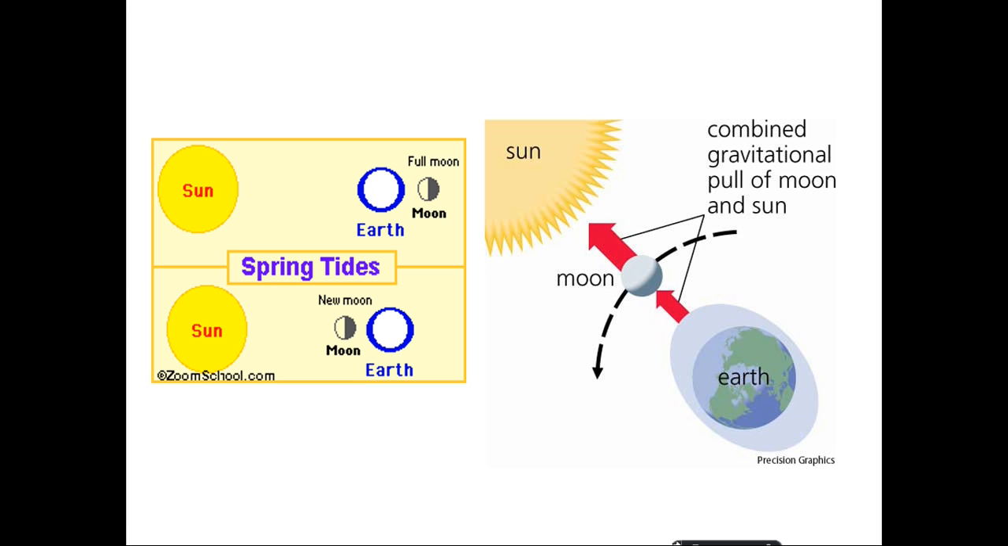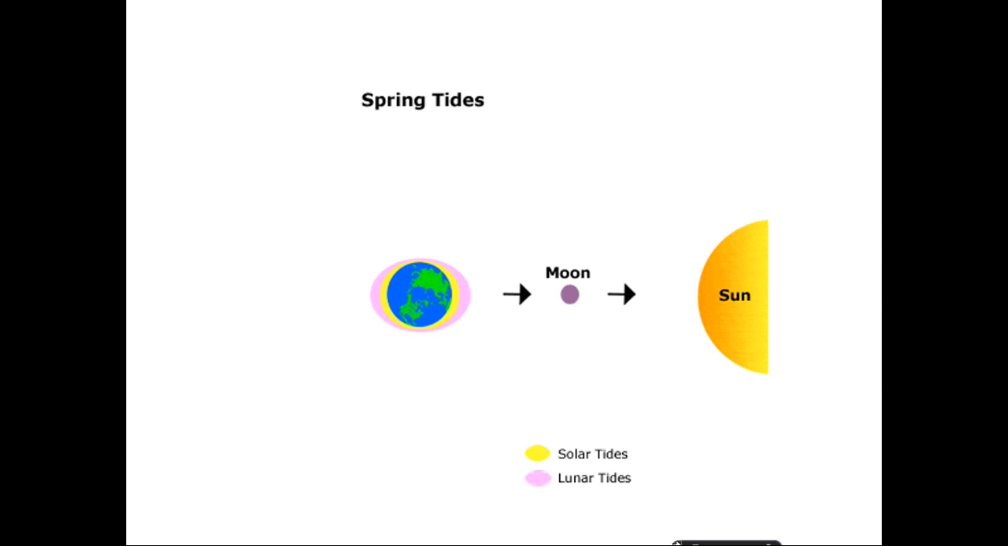From this sketch downloaded from the internet, you will be able to know how the spring tides work. And this is the gravitational pull of the moon on the earth. The mass of the moon is very small compared to the sun, but as the moon is nearer to the earth, the gravitational pull of the moon is the main contributor for the generation of the tides.